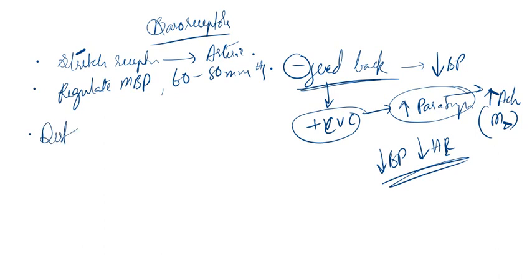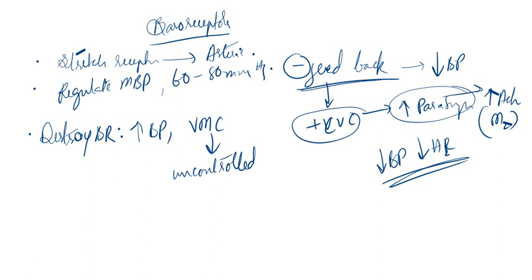Now what happens if you destroy baroreceptors? Simple, BP will increase. Why? Because the vasomotor center becomes uncontrolled. So it leads to what condition? Neurogenic hypertension. You got it?